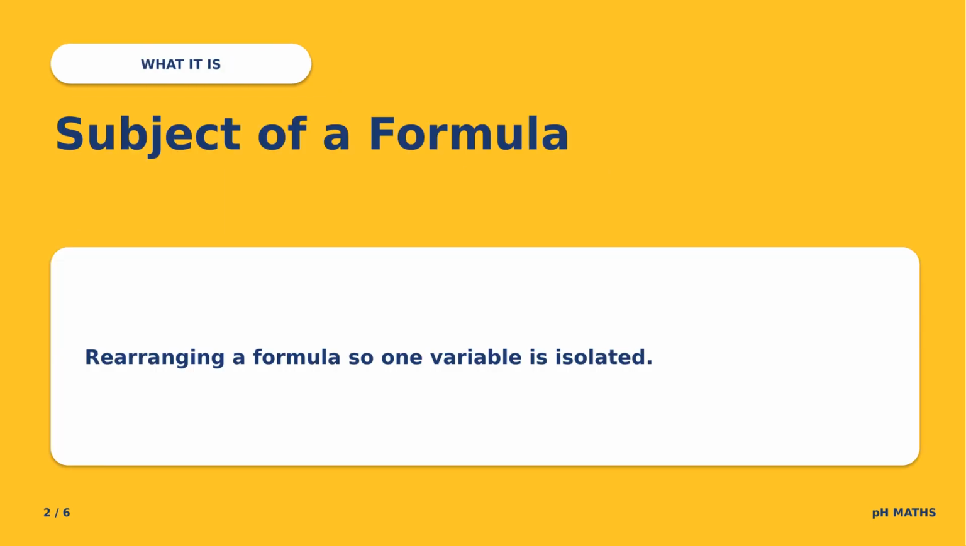Definition. Changing the subject means rearranging a formula so that one specific variable is isolated on one side. So if you start with y equals 3x plus 5, and you want x as the subject, you'd rearrange to get x equals y minus 5, all over 3. Same equation, different layout.